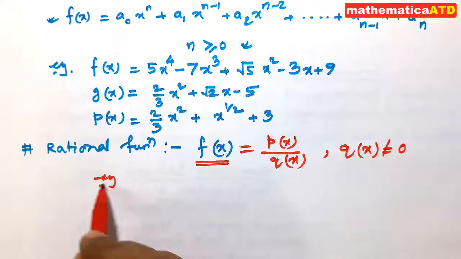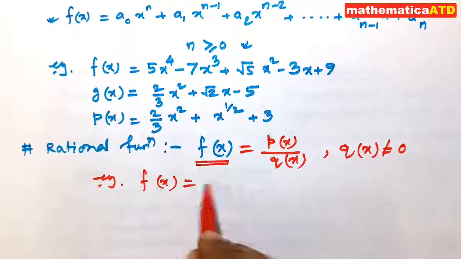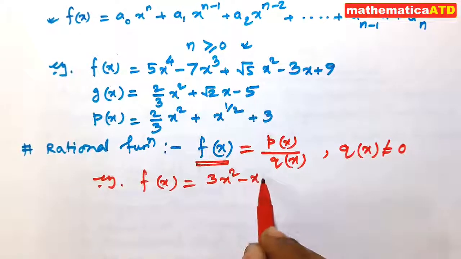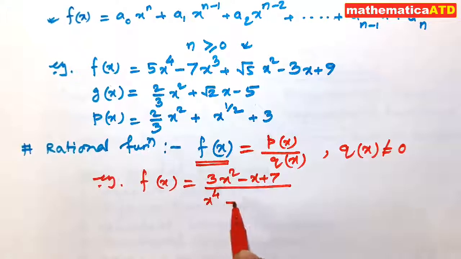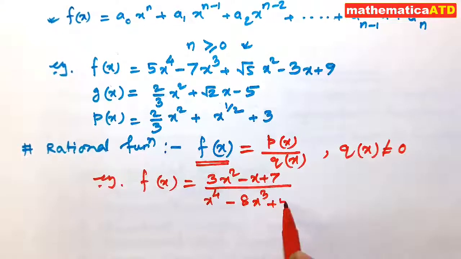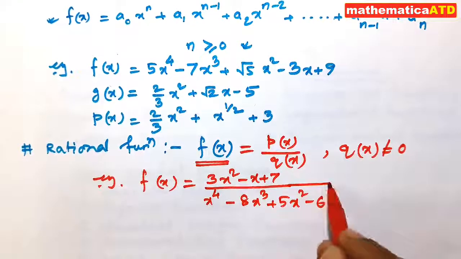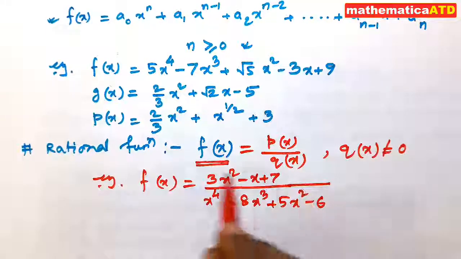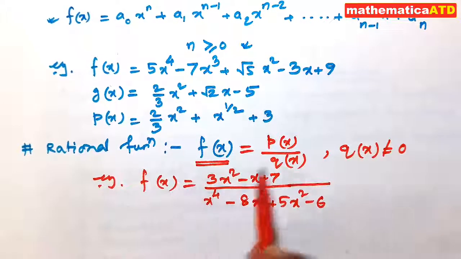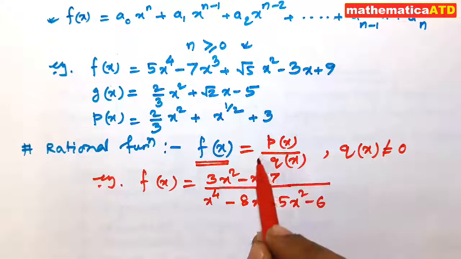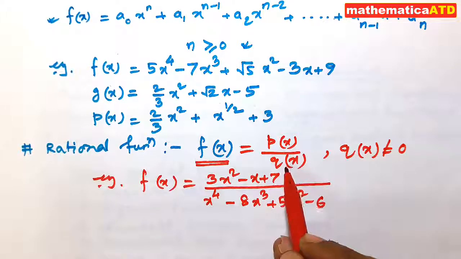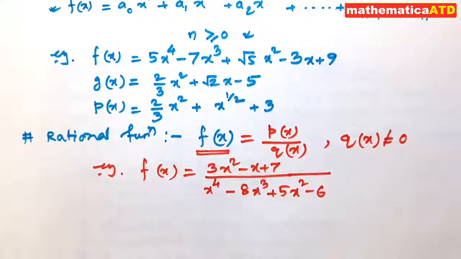As for example, say f(x) is equal to 3x square minus x plus 7 whole divided by, say, x to the power 4 minus 8x cube plus 5x square minus 6, is a rational function. The domain of the rational function p(x) by q(x) is the set of all real numbers except those at which q(x) vanishes, that is, becomes 0. And next we shall see what is an irrational function.